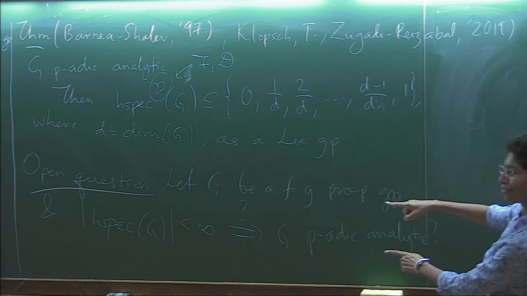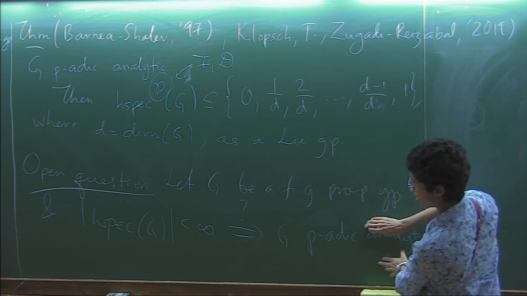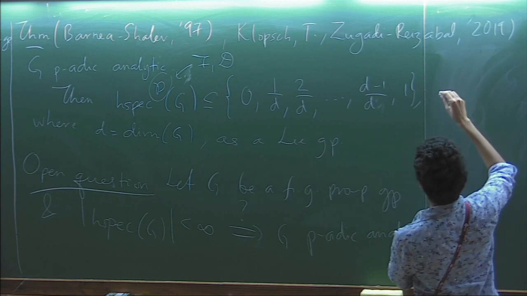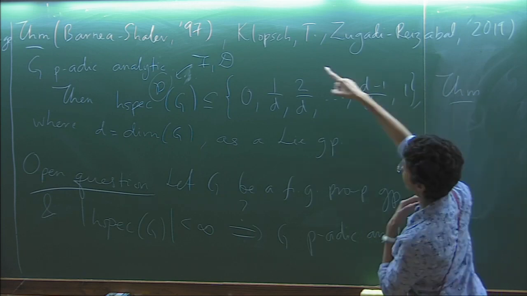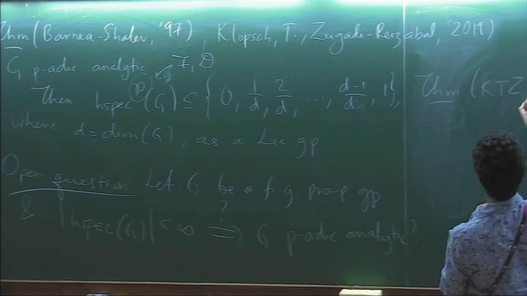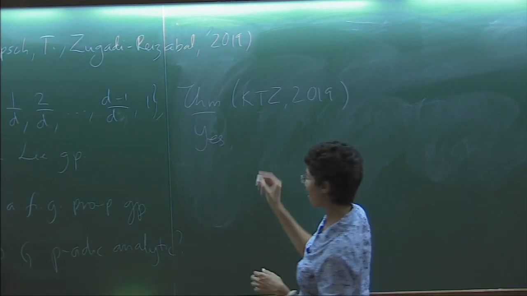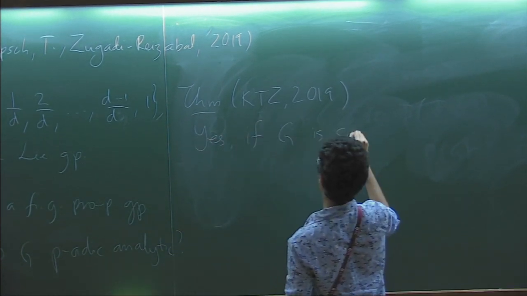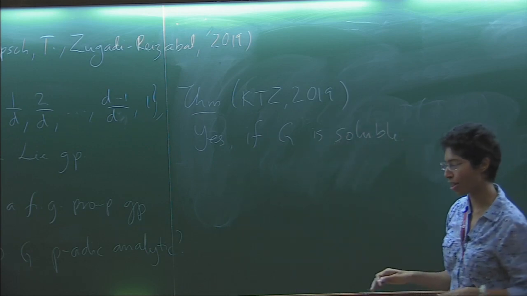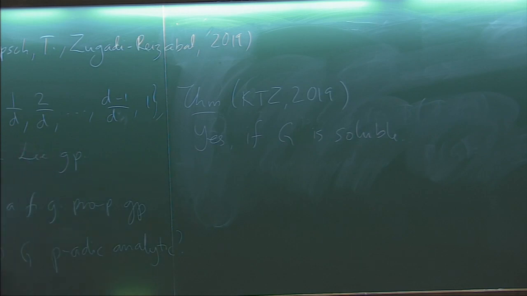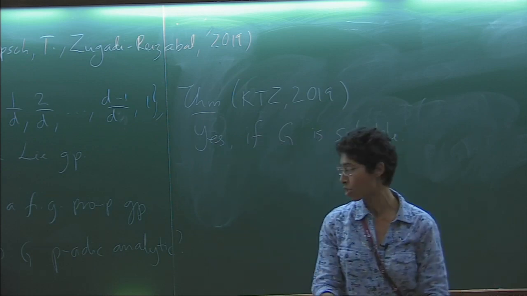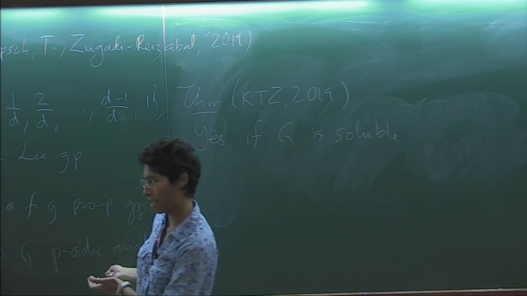Okay, so there's been just one effort in the direction of answering this question, and that's by us. Let me just shorten this to KCZ. The answer is yes if G is soluble. If you're in the setting where you're dealing only with finitely generated soluble pro-p groups, then we have an if and only if. If your group is p-adic analytic, the Hausdorff spectrum is finite. If you don't know what the group is apart from the fact that it's finitely generated and soluble, and the Hausdorff spectrum is finite, then it's p-adic analytic.